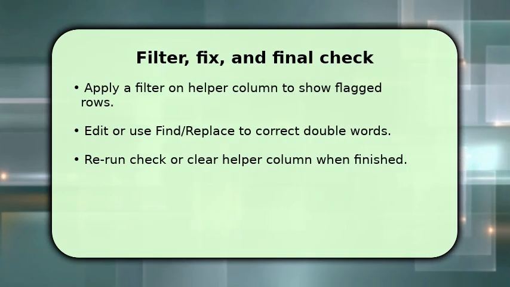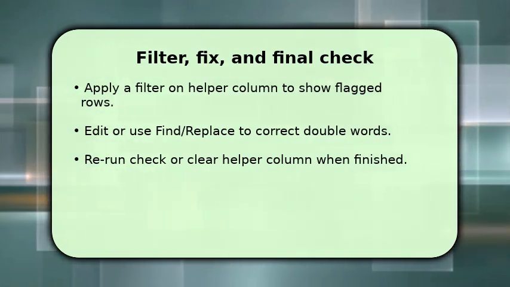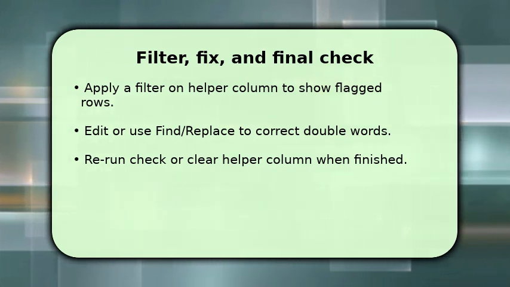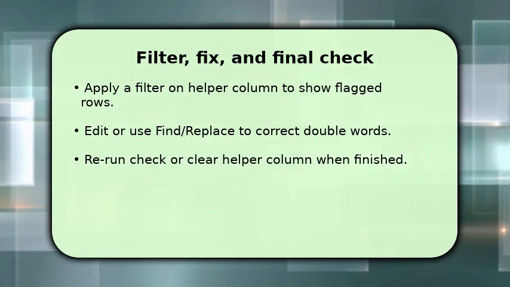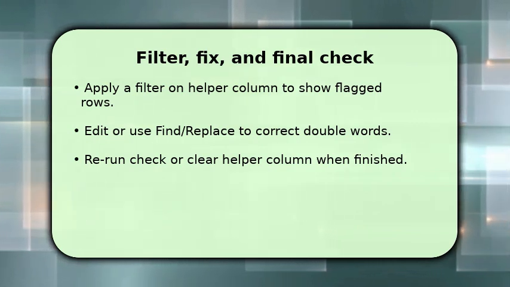With formulas populated, apply a filter on the helper column to show only flagged rows. You'll immediately see the entries with suspected double words and can correct them manually or with targeted find/replace. After fixes, clear the filter and reevaluate a subset to ensure no false negatives.